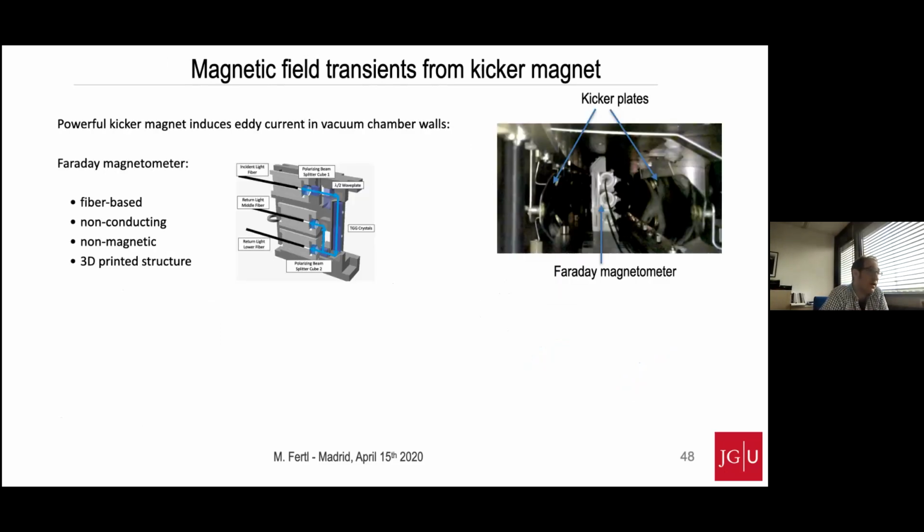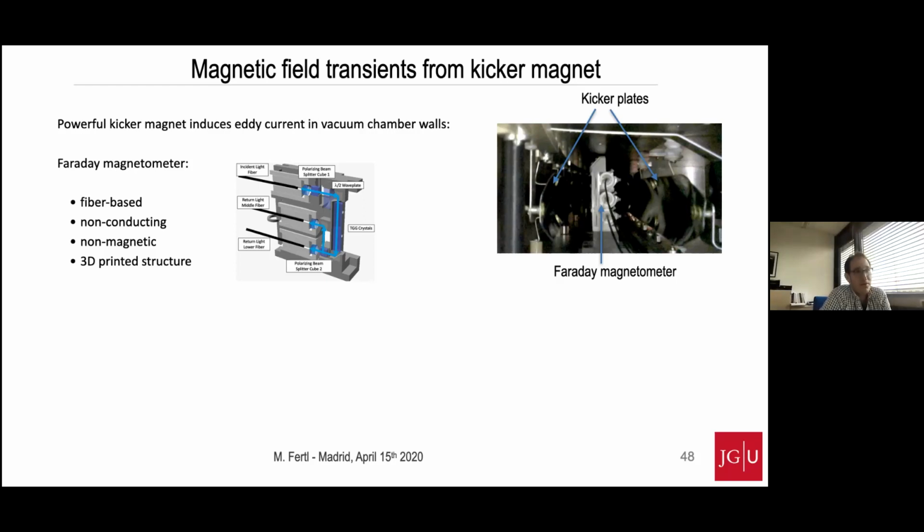And I mentioned before that our kicker tries to put the muon beam onto the storage orbit in 150 nanoseconds. But this means that this powerful kicker actually induced eddy currents in the vacuum chamber walls. And you can see the kicker plates in the picture on the right-hand side. And so we had to develop, to measure this effect of the eddy currents, a Faraday magnetometer. It was done in the group of Dave Kawall, and it's a device that is completely fiber-based.